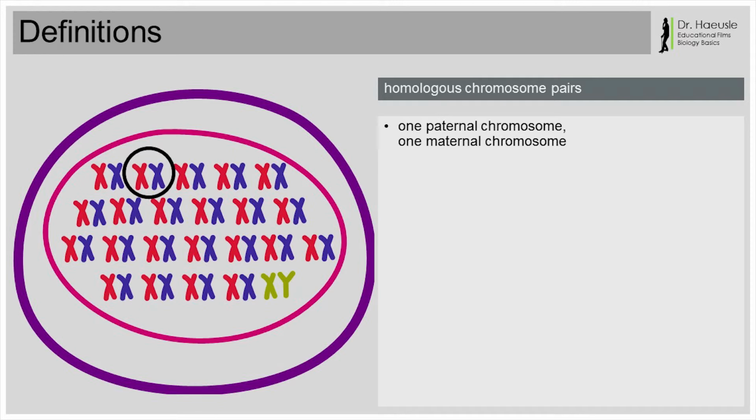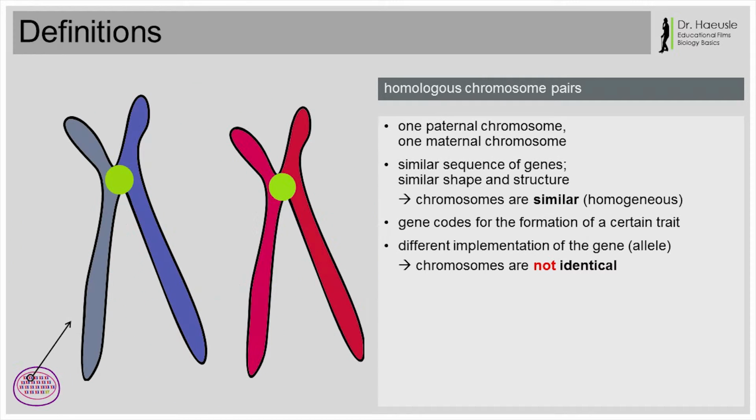And which 2 chromosomes form a pair? The chromosomes of a pair are homologous. That means that the corresponding paternal and maternal chromosomes, the homologs, are similar in their structure, shape, and gene sequence. They are similar but not identical. Similar but not identical? Correct. The two homologs of each pair contain the same genes, but different versions of these genes.